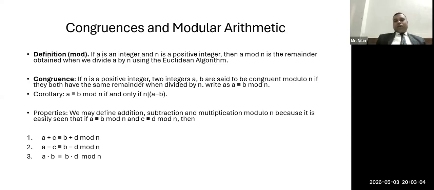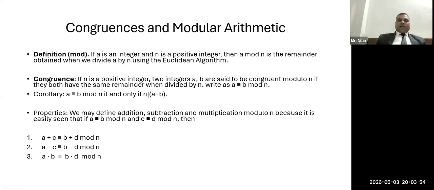Now next is congruence and modular arithmetic. If a is an integer and n is a positive integer, then a mod n, and we write mod with two parallel lines, is the remainder obtained when we divide a by n using the Euclidean algorithm. So the Euclidean algorithm is used to find modular arithmetic.